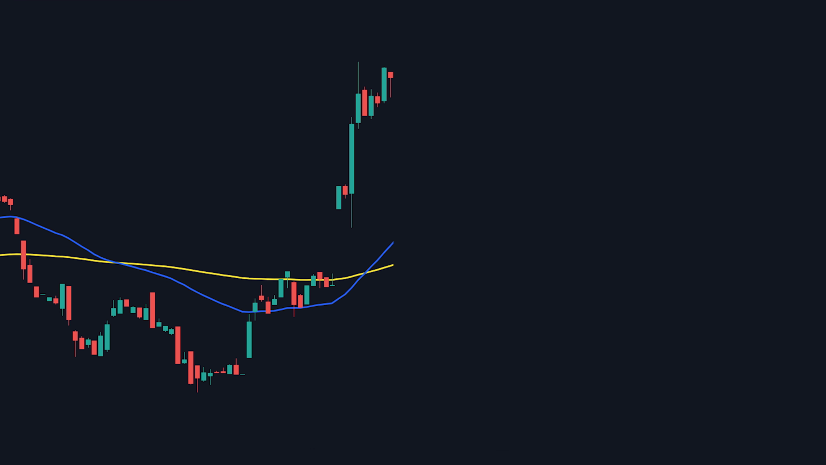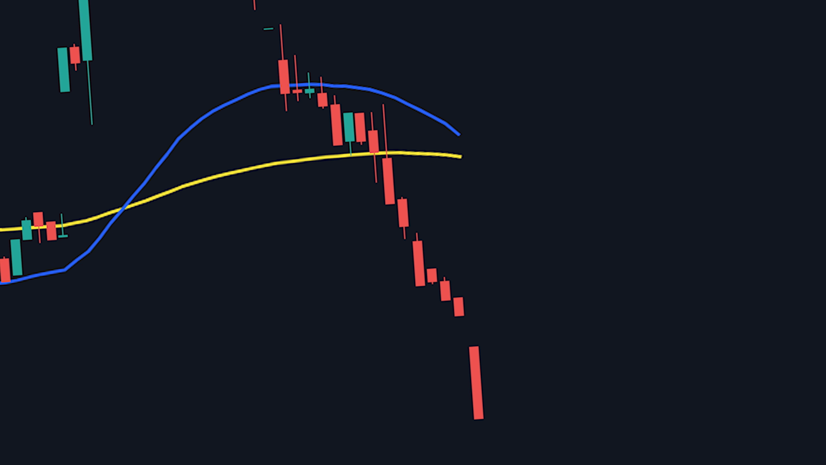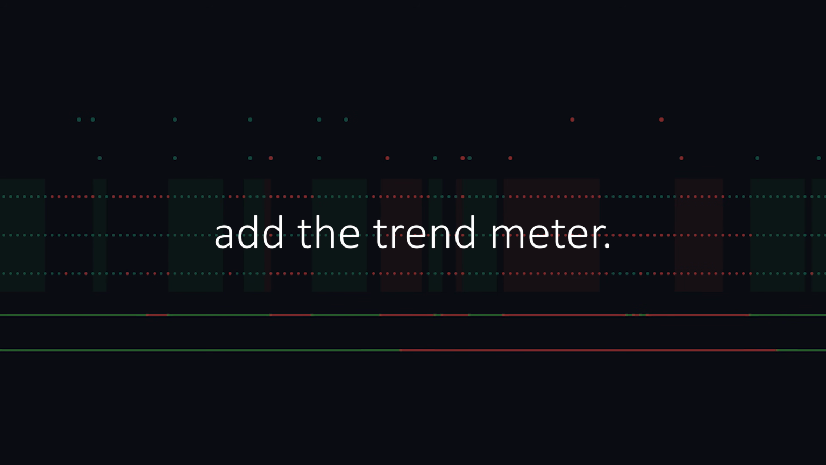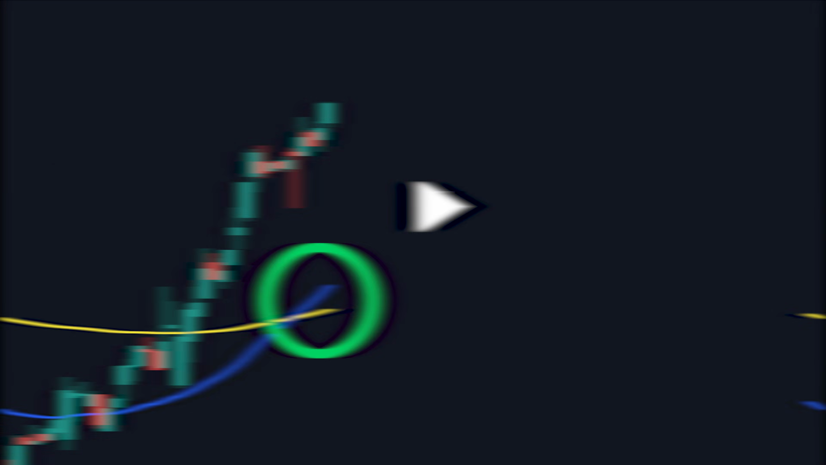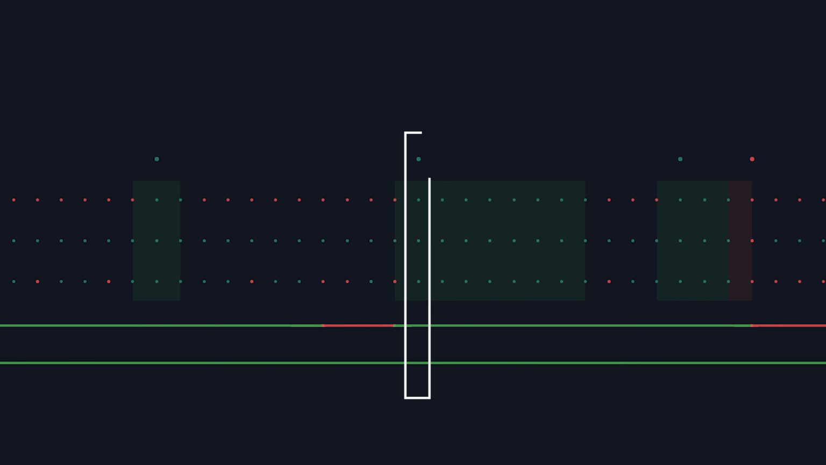Now, here's the problem. With this strategy, you're gonna have times when the market is consolidating and it's gonna give you an entry point, but it turns out it was a false signal and you're gonna have a losing trade. We do not like this. How do you fix this? Add the trend meter. So you will only enter if the base strategy gives you an entry signal and all the dots and lines are green on the trend meter.